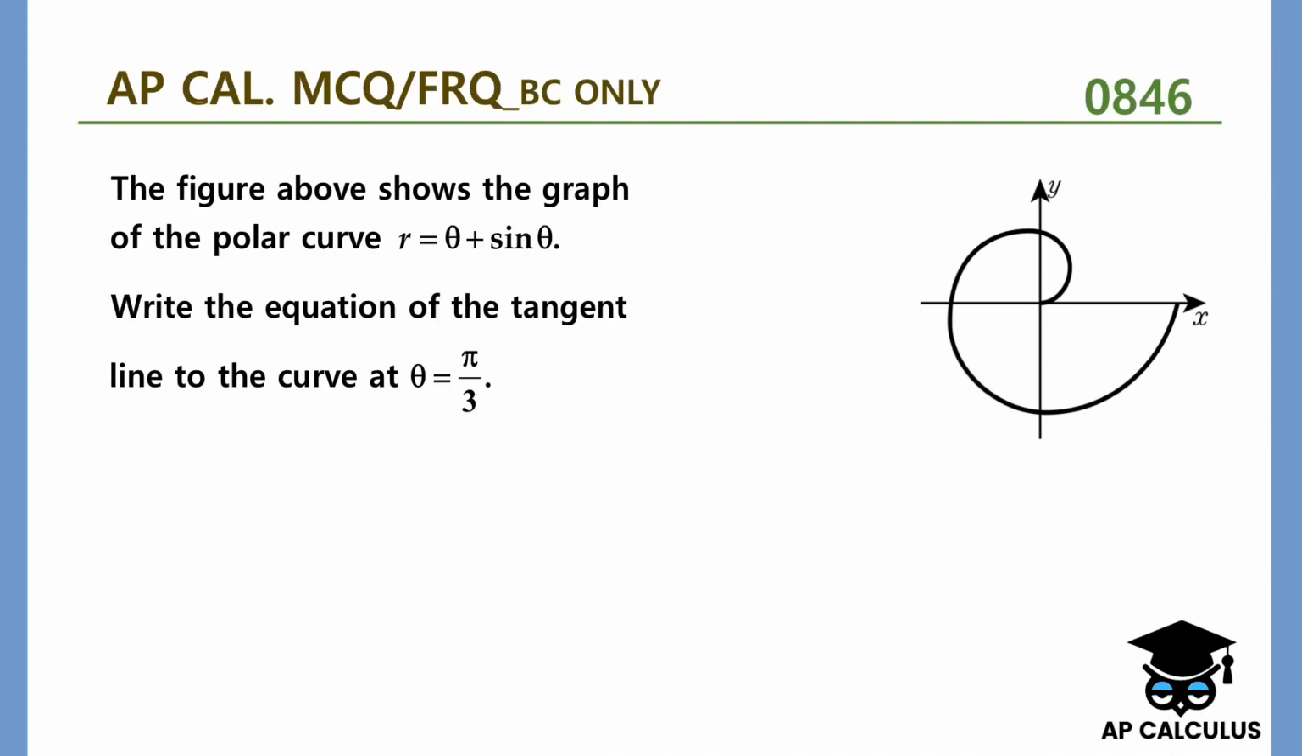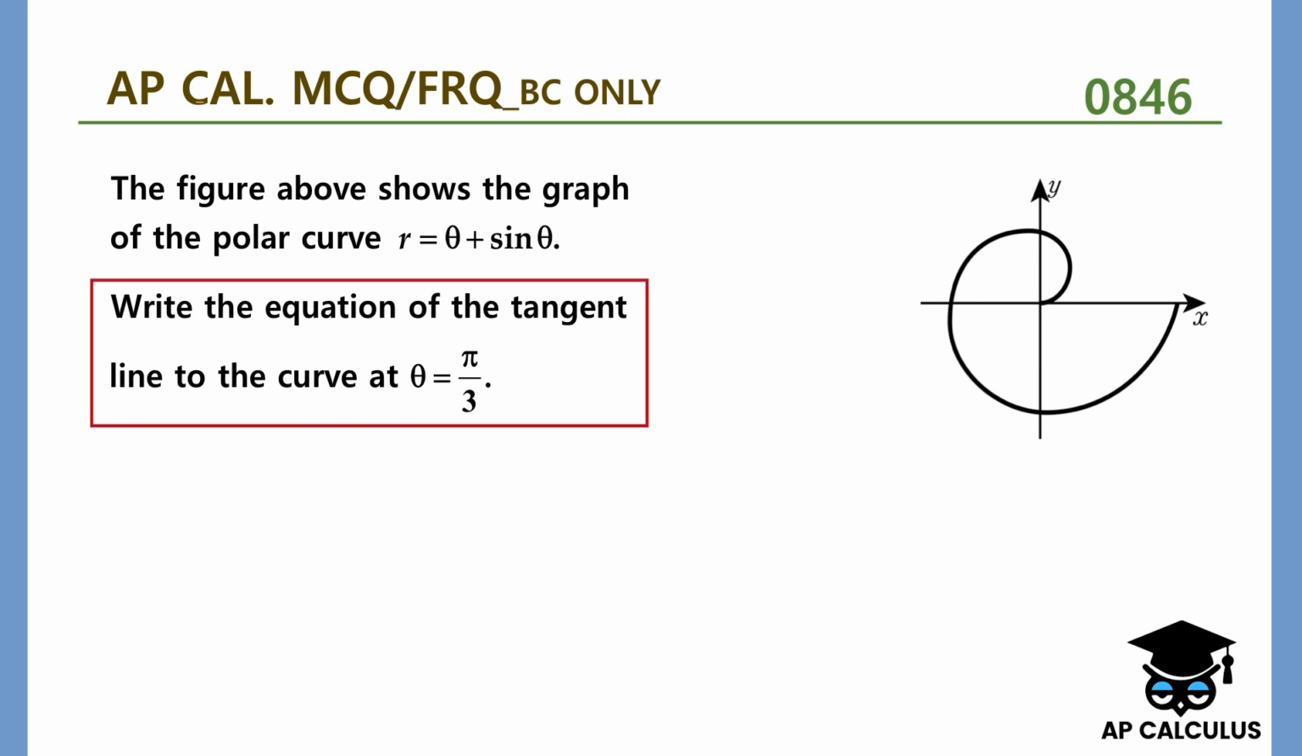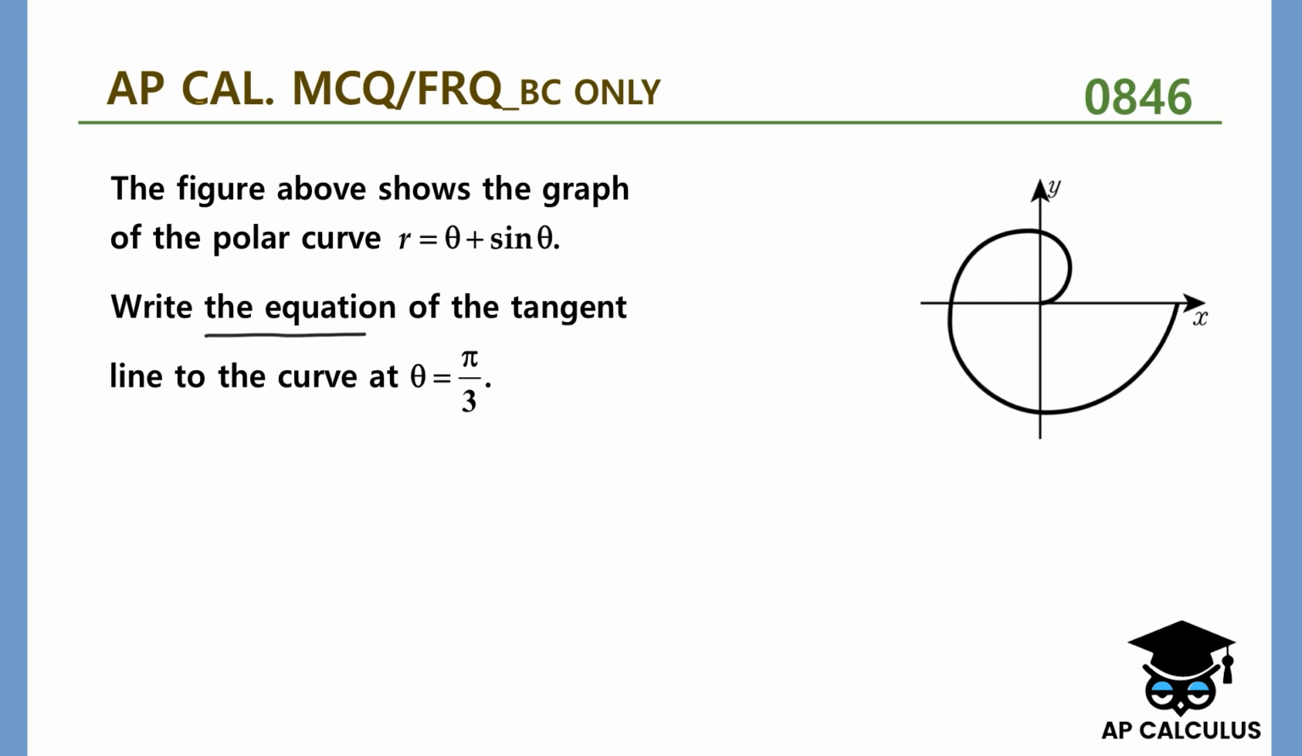Question 846. The figure above shows the graph of the polar curve r = θ + sin θ. Write the equation of the tangent line to the curve at θ = π/3. Okay, in order to find the equation of the tangent line, we're going to have to find the slope first. And slope is dy over dx, right? But in a polar curve, we have to write dy/dθ over dx/dθ, right?